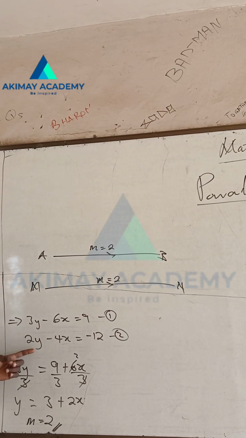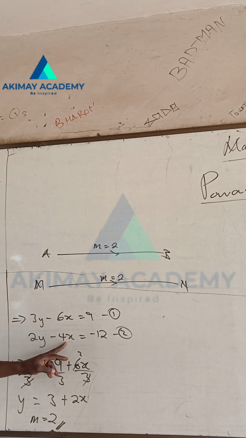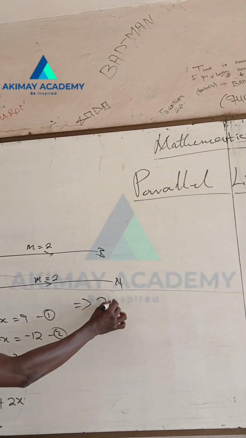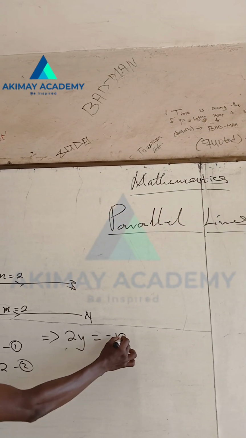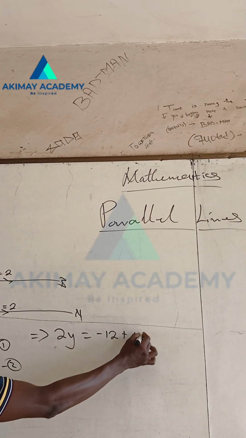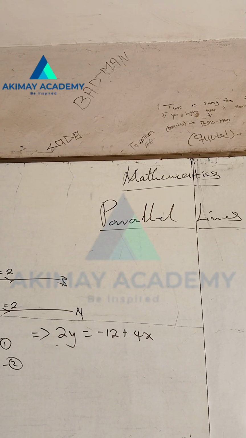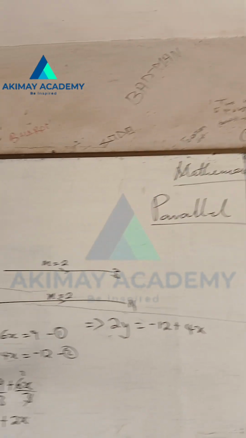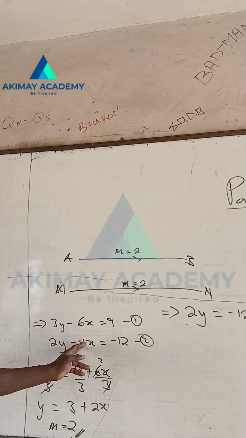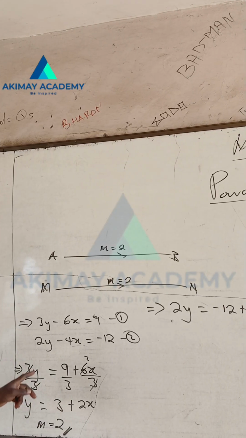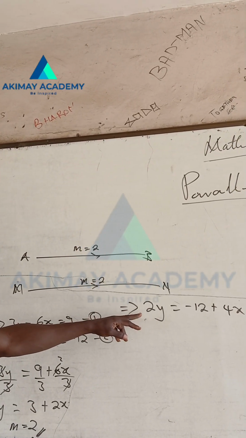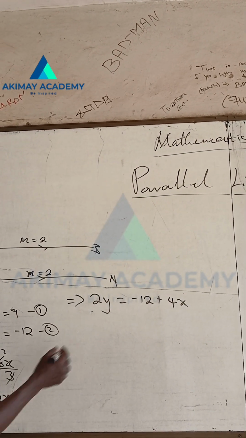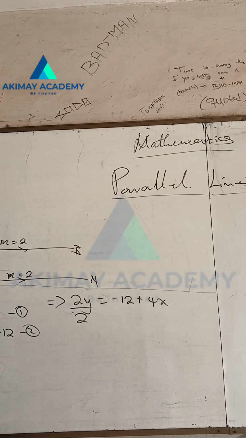The same procedure: we make y the subject. We have minus 4x here, and we send it to the other side of the equation. So we have 2y sitting here, and we get 2y equals minus 12 plus 4x. With the same approach, let's divide through by 2 to make y stand alone.